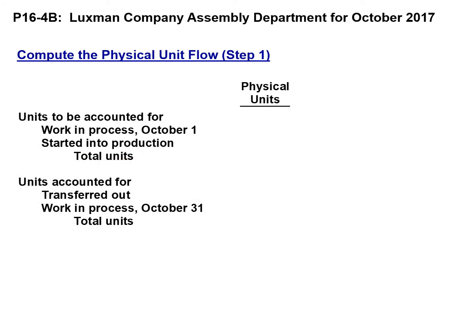All right, the first thing, step 1, is we want to account for our physical units. We were told that we started with 25,000 units. We also know that we started 435,000 units. So the total units are 460,000. We know that we have work in process of 35,000. And we also know that our total units to be accounted for must equal the units accounted for, which means our transferred out has to be 425,000 units.